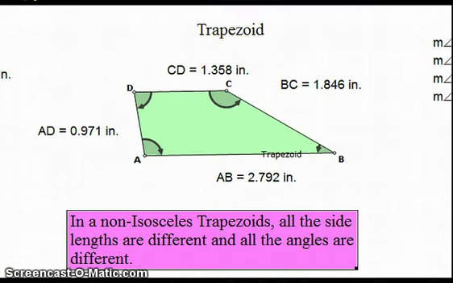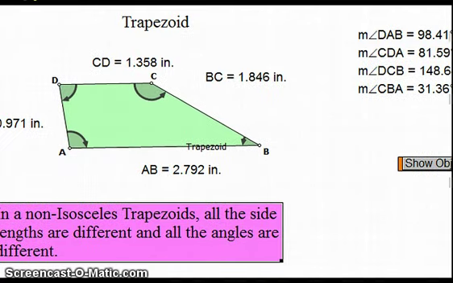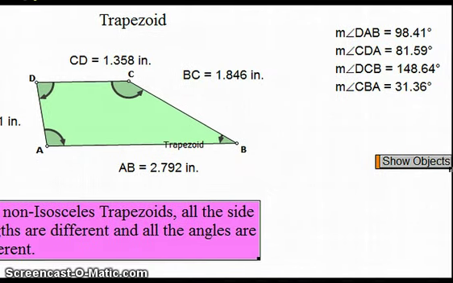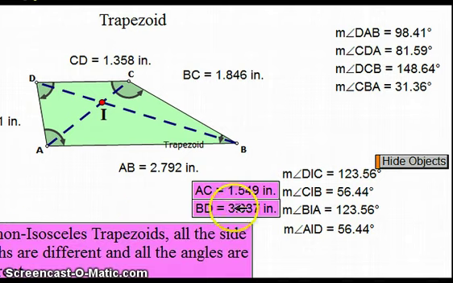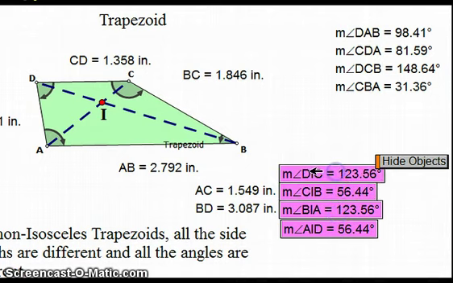As you can see in this trapezoid, which is not isosceles, the side lengths are not congruent, and the angles, especially the base angles, are not congruent. But let's take a look at the diagonals. In a non-isosceles trapezoid, not only are the side lengths not congruent, but the diagonals are not congruent either. The angles of the diagonals are also not congruent. So a regular trapezoid is kind of boring because it doesn't have any interesting properties.